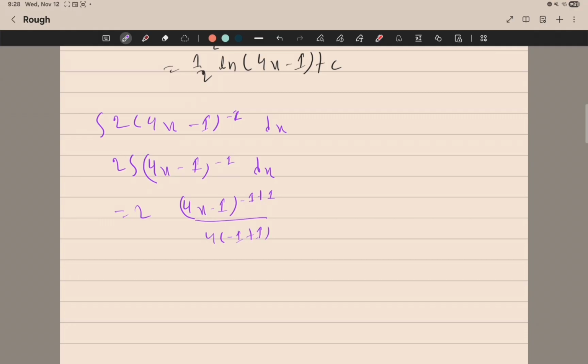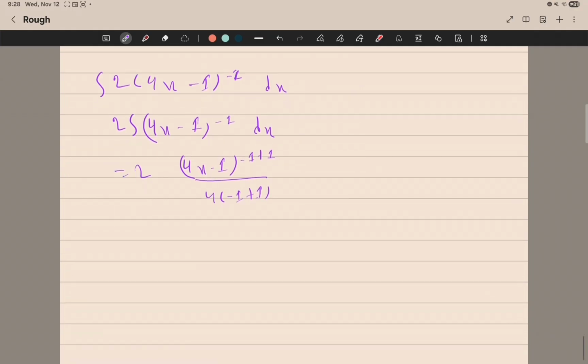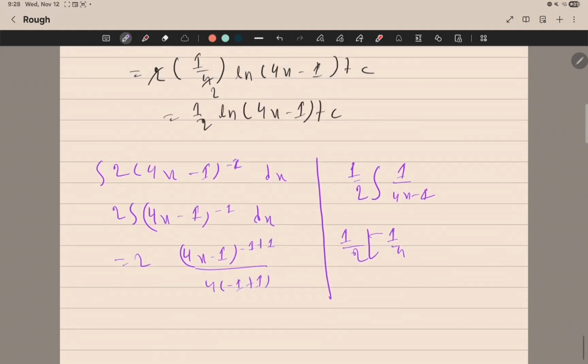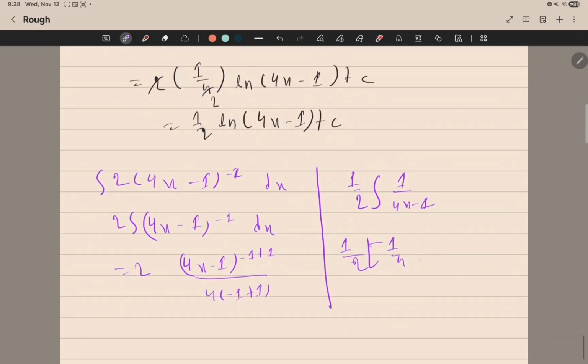Okay, so I did another mistake. I tried for the second time, which I gave as a final answer. Instead of taking 2, I did 1 by 2. 1 by 4x minus 1, 1 by 2, 1 by 4 ln 4x minus 1 plus c.